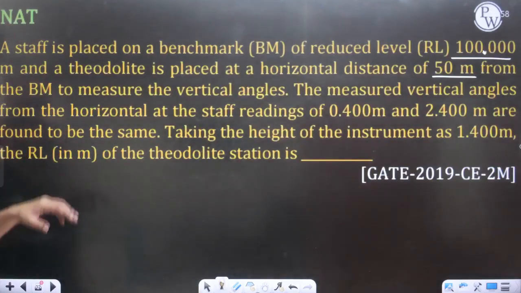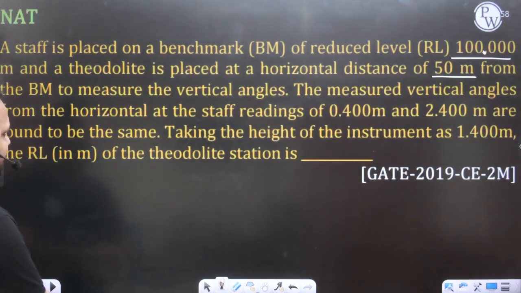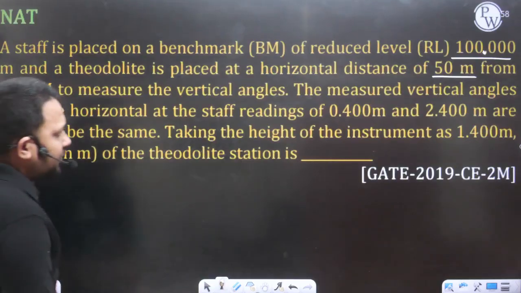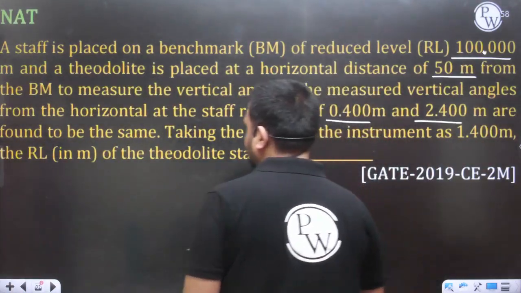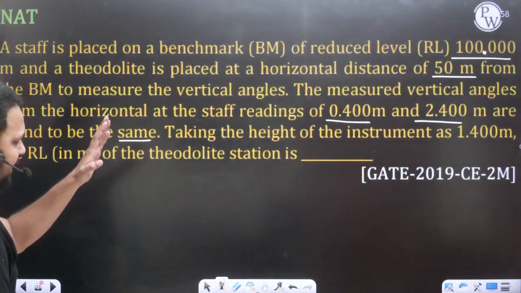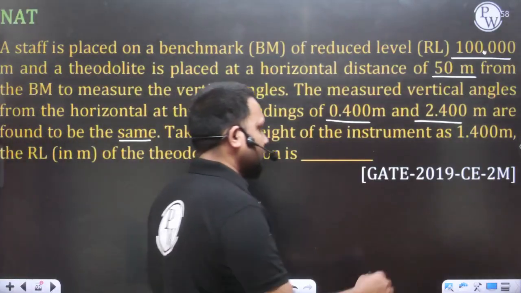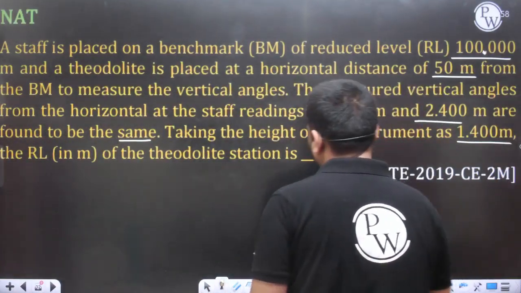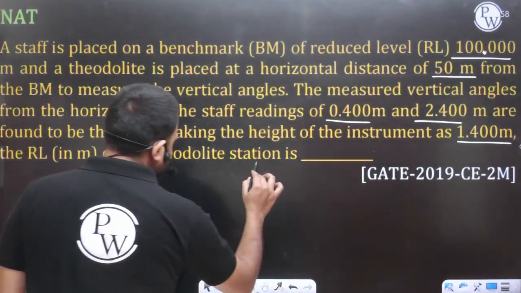From the benchmark, to measure the vertical angles, the measured vertical angles from the horizontal at the staff readings of 0.4 meter and 2.4 meter are found to be the same angle. Both the angles are the same, angle of elevation and angle of depression. Taking the height of the instrument as 1.40 meter, the HI is given as 1.4 meter. The RL in meter of the theodolite station will be.